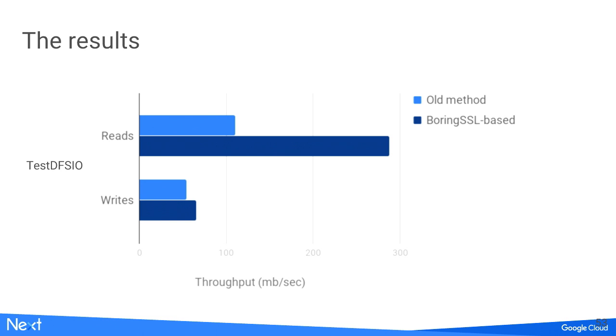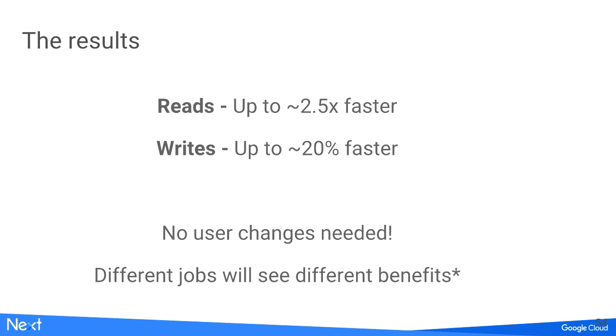So we're looking at a TestDFSIO benchmark. The x-axis is throughput. The more the merrier, so you want a higher throughput. Light blue is the old method, and dark blue is the BoringSSL method, right? And essentially, we are seeing 2.5 times faster reads and around 20% faster writes. And there are no user changes. It's just the new system configuration that runs.